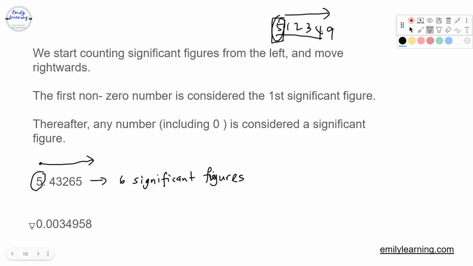Next, let's move on to this number here. Recall we always start from left and go rightwards, and we start counting significant figures once we find a non-zero number. So this is 0, this is 0, this is 0. This is the first non-zero number. So there are 1, 2, 3, 4, 5. This number here has 5 significant figures.